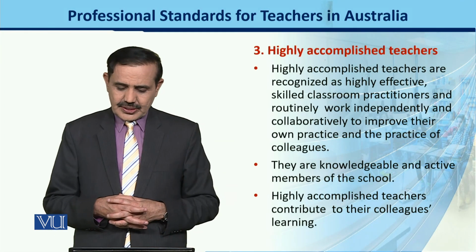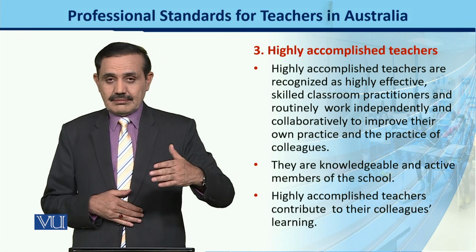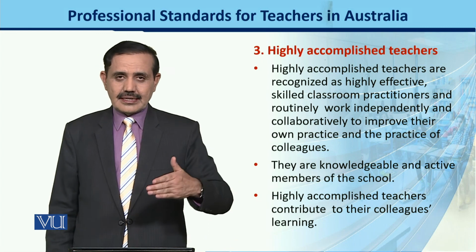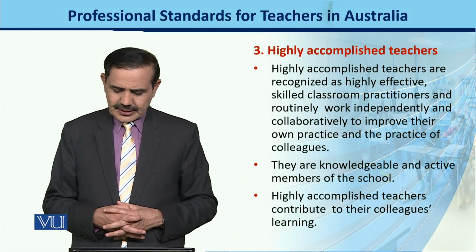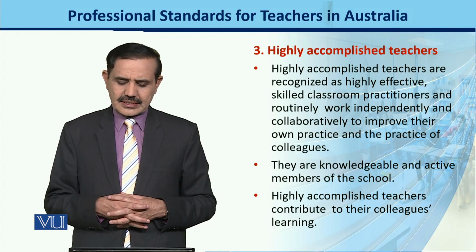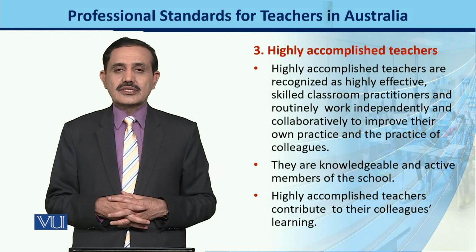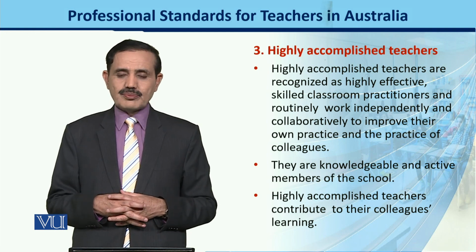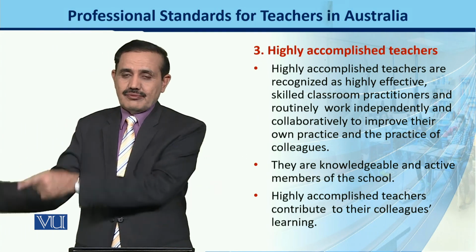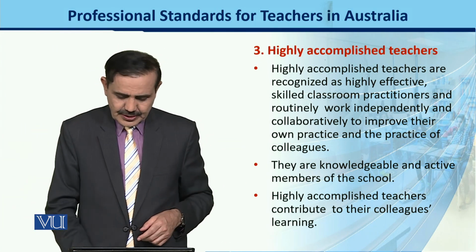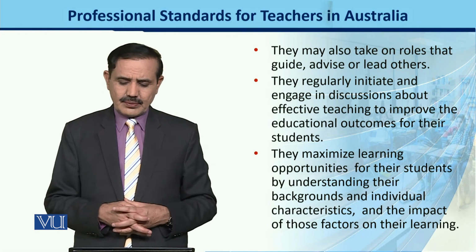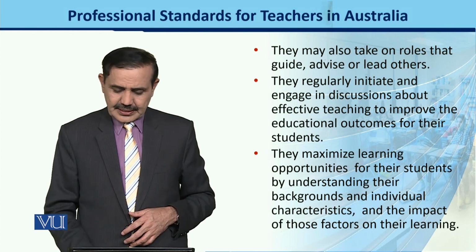And highly accomplished teachers are more competent than the graduate teachers and the second level of teachers. These are the third level of teachers. They are more active, more knowledgeable, and highly accomplished. They contribute to their colleagues' learning. For example, a highly accomplished teacher is also improving the knowledge and competency of his colleagues, the other teachers in that school. He is also considered a guide and adviser, and leads the other teachers in his or her school.